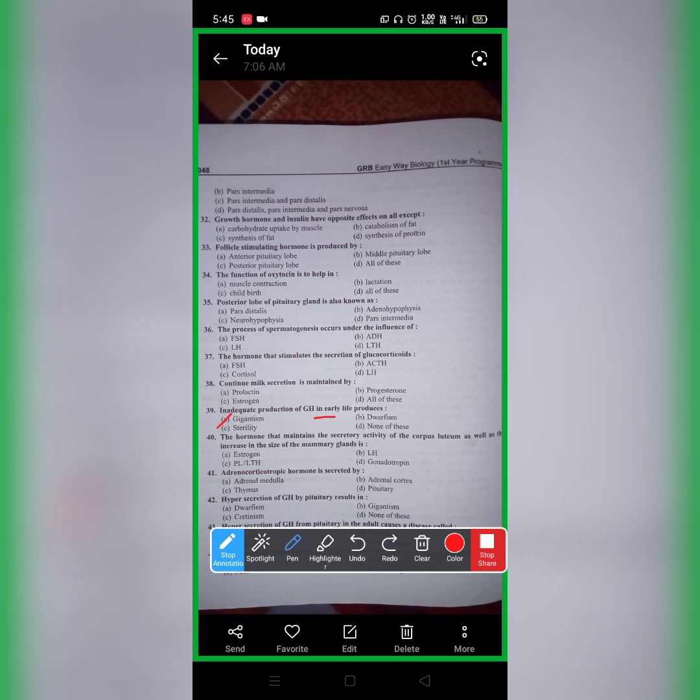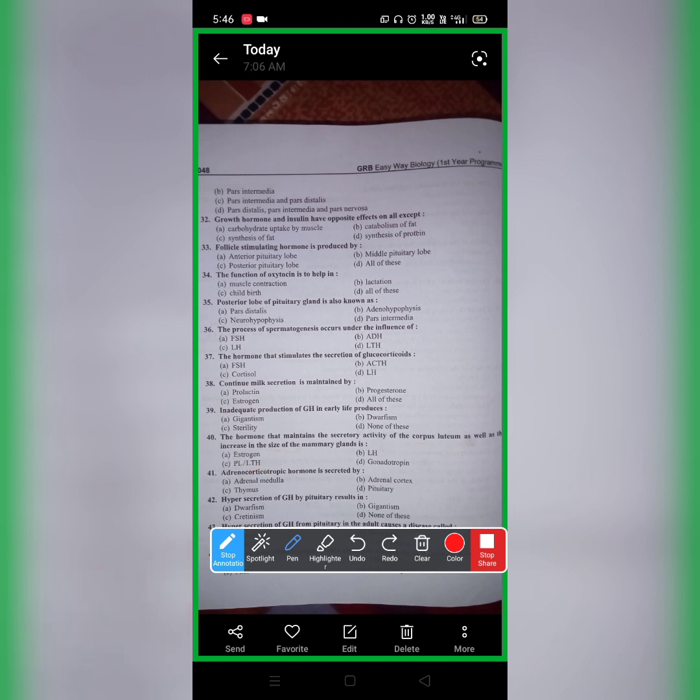Coming to question number 40: the hormone that maintains the secretory activity of the corpus luteum as well as the increase in the size of the mammary gland. What will be the answer? Option 1, estrogen, does not do both functions. Luteinizing hormone does not do both either. Prolactin increases the size of the mammary gland, and luteinizing hormone helps in maintaining the secretory activity of the corpus luteum. So I will be going with option C.